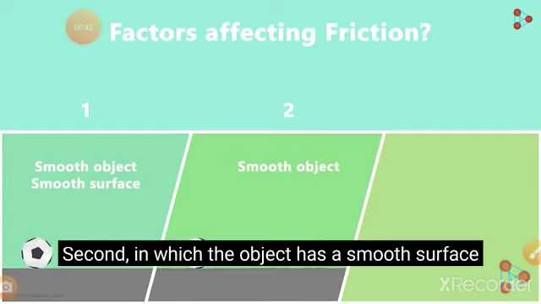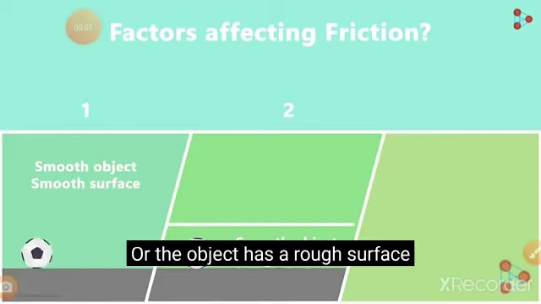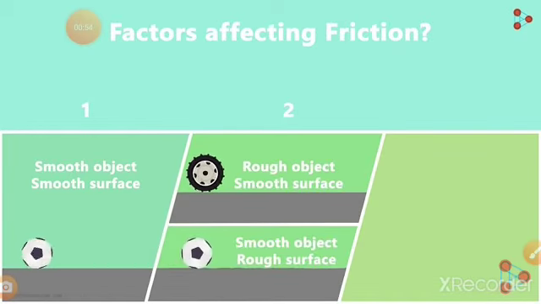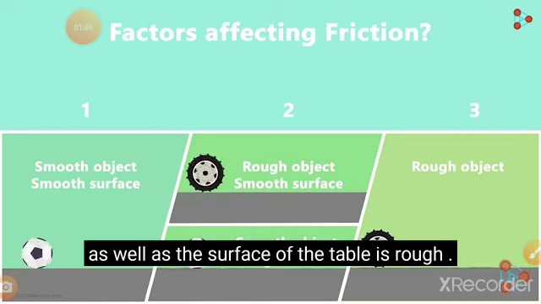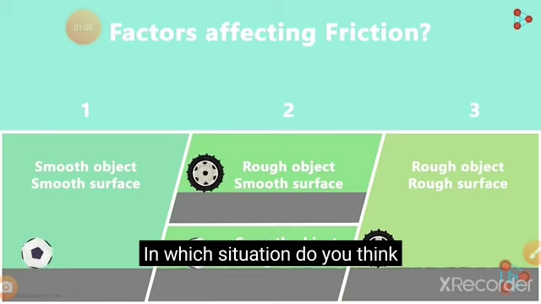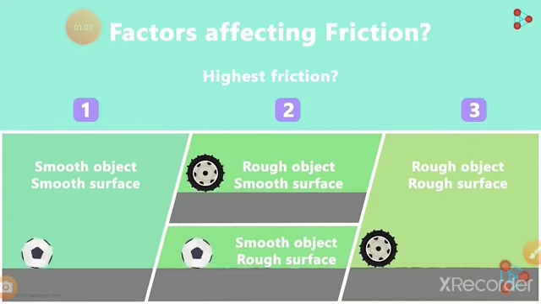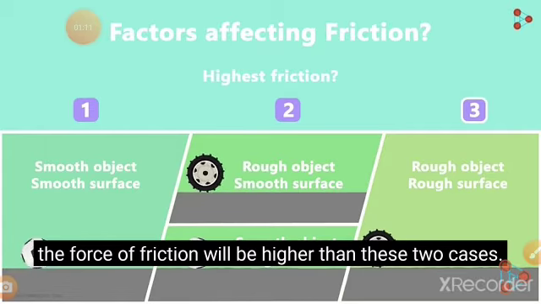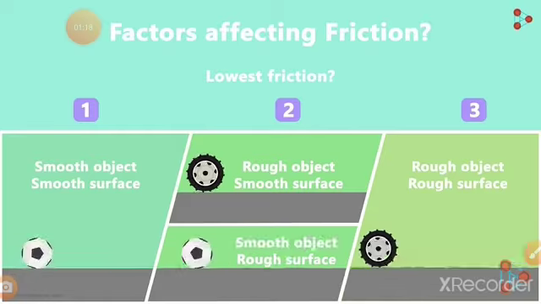And the second in which the object has a smooth surface but the surface on which it moves is rough. And in the third case, both the surface of the object as well as the surface of the table is rough. So in which situation do you think the force of friction will be the highest? I think you will tell me that in the third case, the force of friction will be higher than these two cases. And in which situation will the force of friction be the lowest?